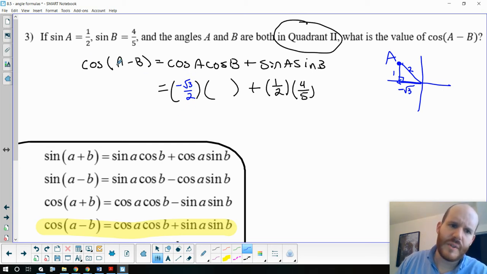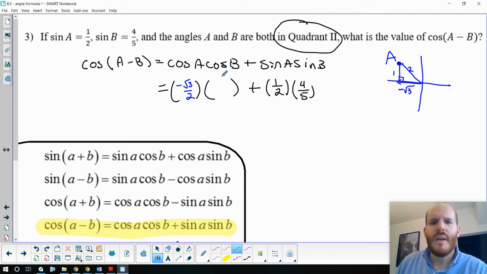You could also have inferred that if you see that sine's 1/2 and you know that cosine is root 3 over 2, and in the second quadrant, cosine is negative. So that's a shortcut way, but I like to draw it out. I like to have a good conceptual understanding of what's going on.